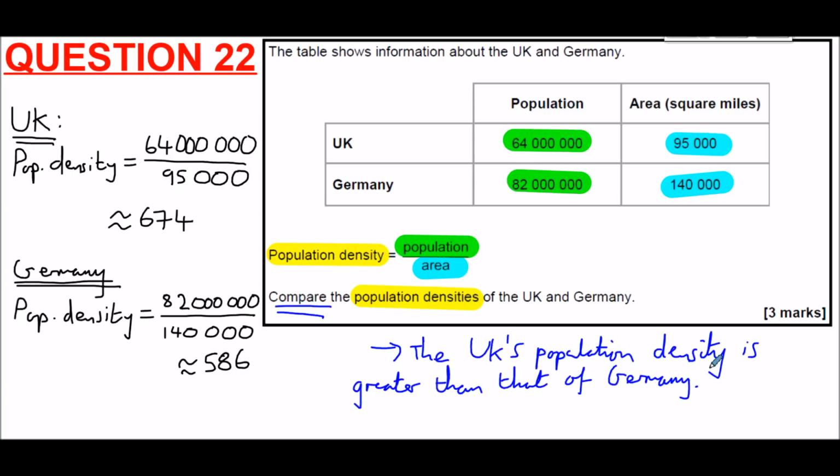And that will get you your full marks. So do make a concluding comparison. Don't just leave it as two figures. You need to compare the figures for that third mark.